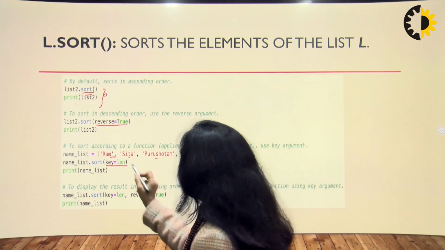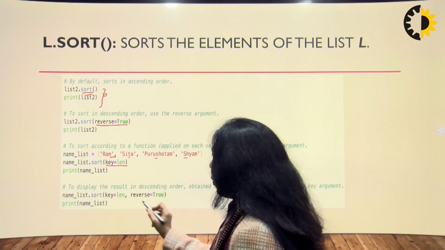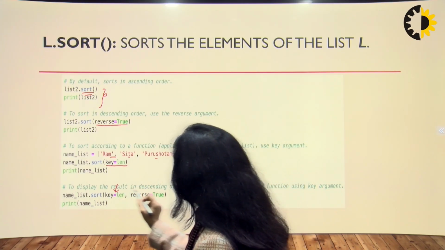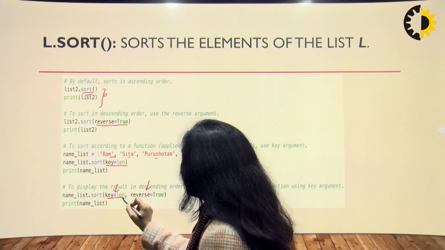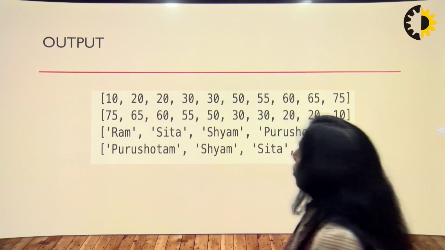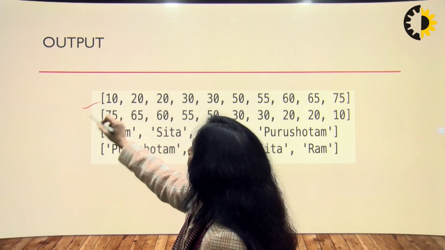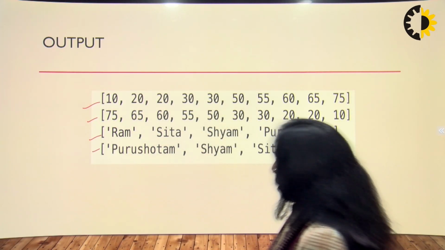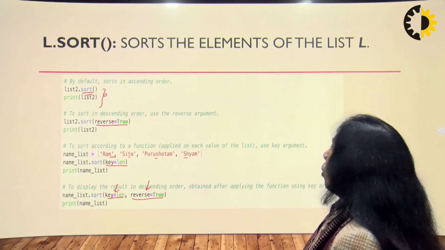Okay. But if we want to sort in descending order, then again we need to give two arguments. One will be counting the length and the other will be making reverse true. So the output will be somewhat like this. We can compare with the previous slide and see the output here.